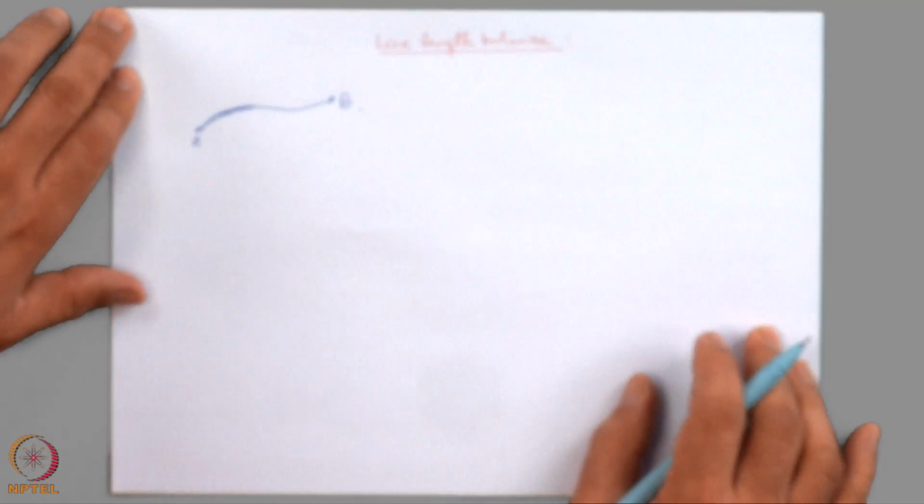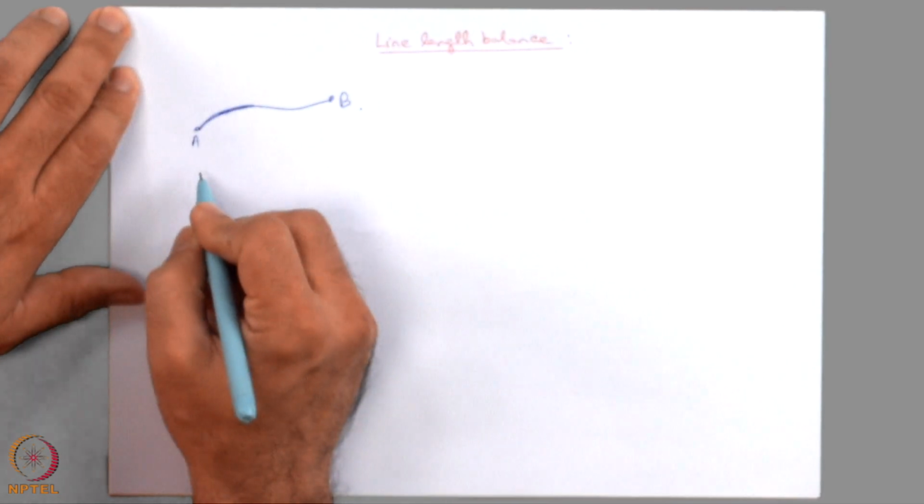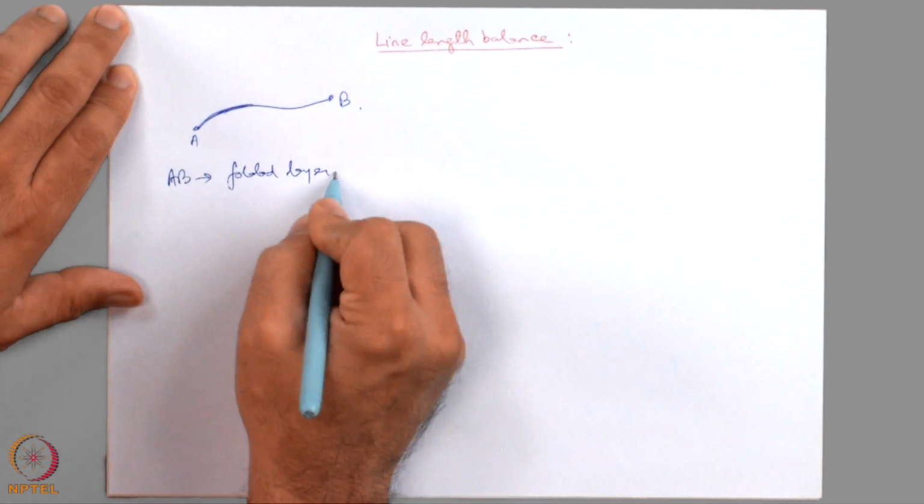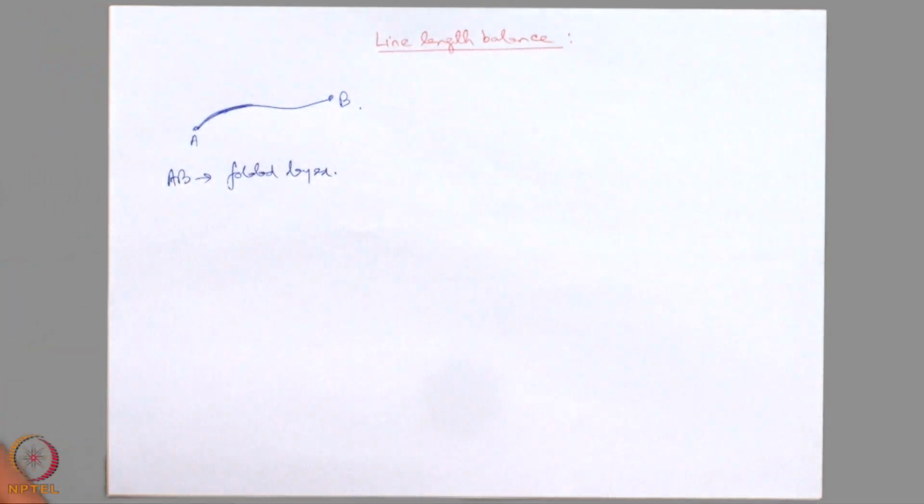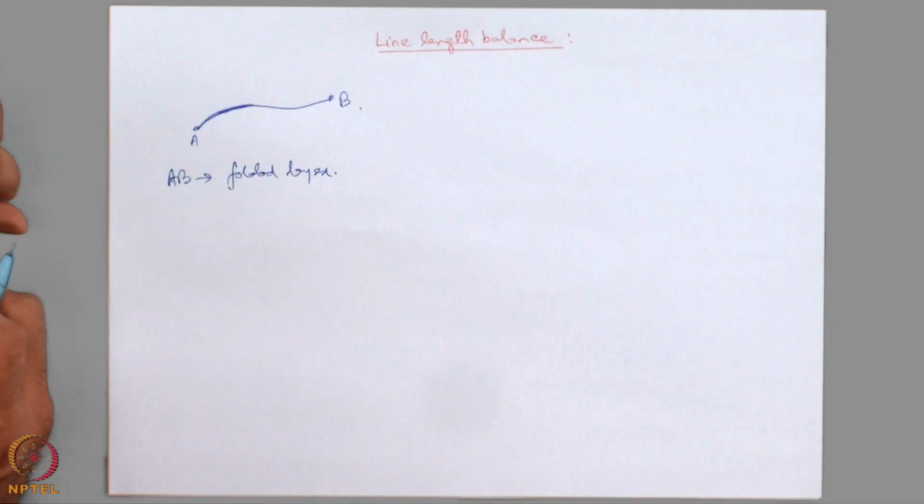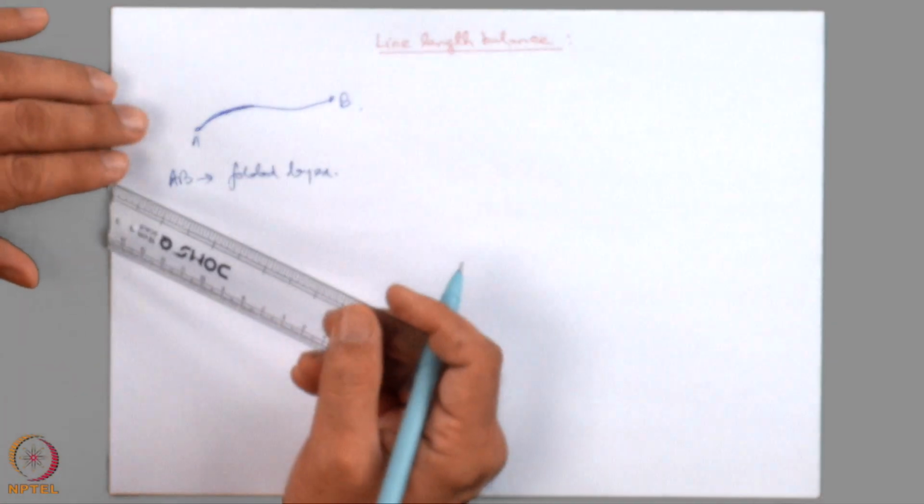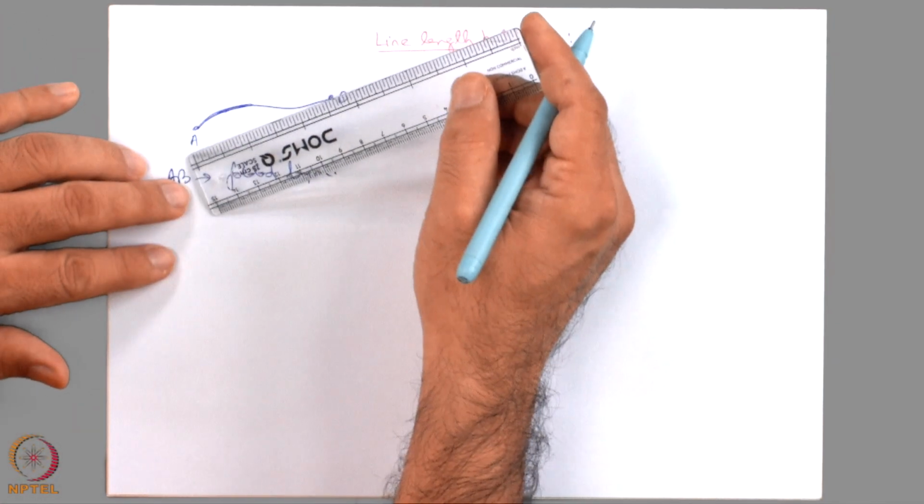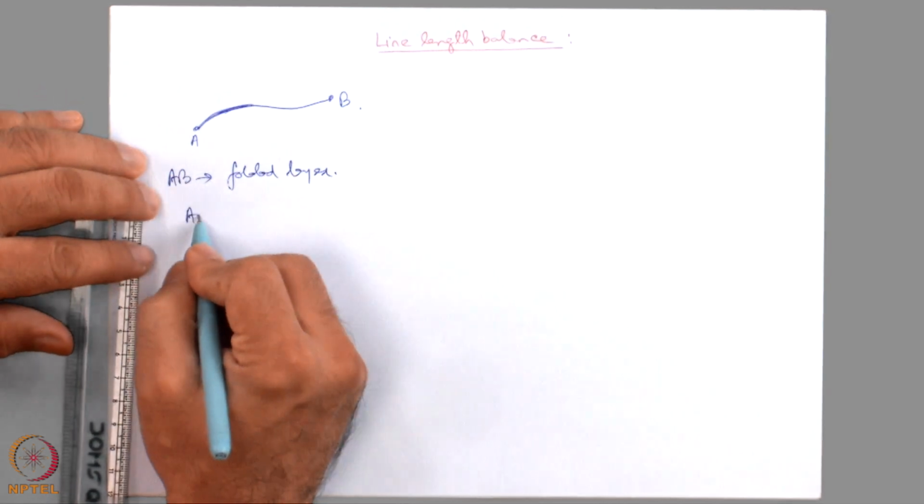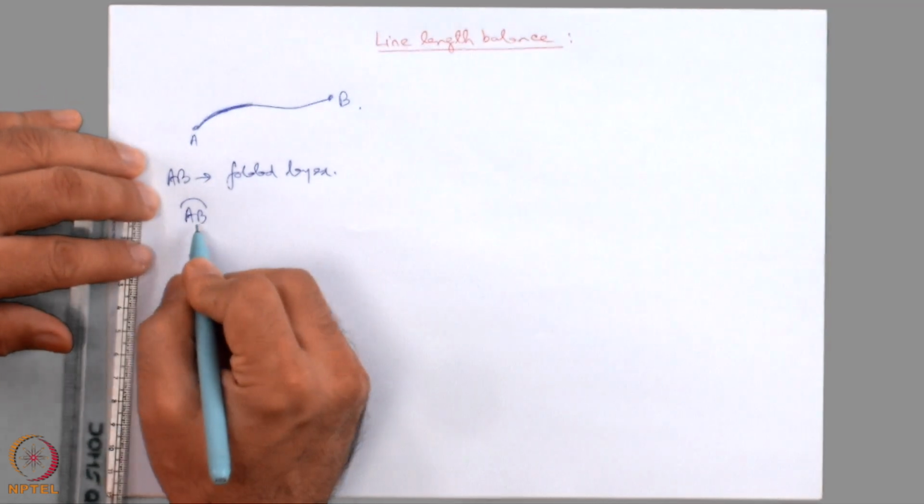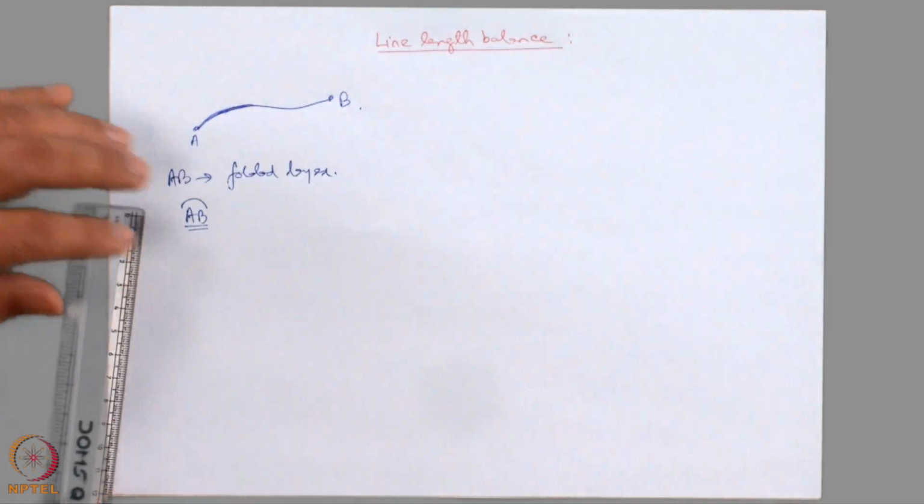Let us look at the line length balance method. AB is a folded layer and we want to balance it. Before deformation, usually the layers are straight. So, how much is the straight length of AB? In other words, we want to find out this length and then we will straighten it.